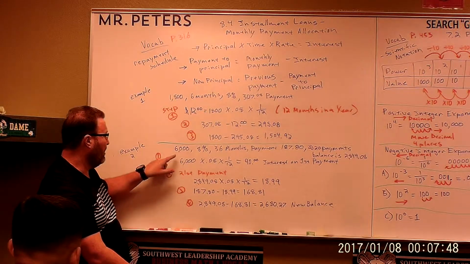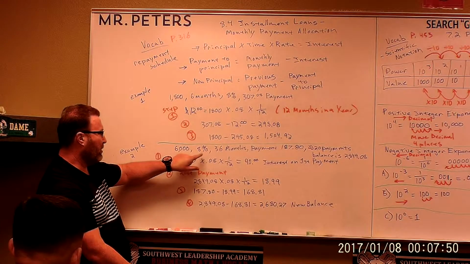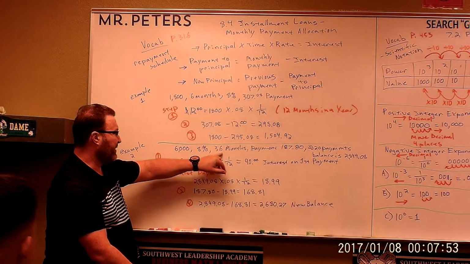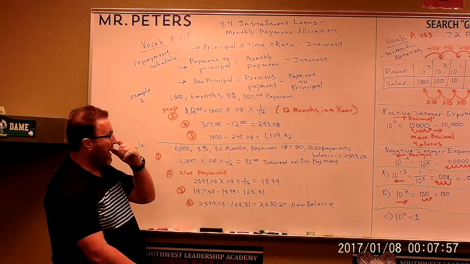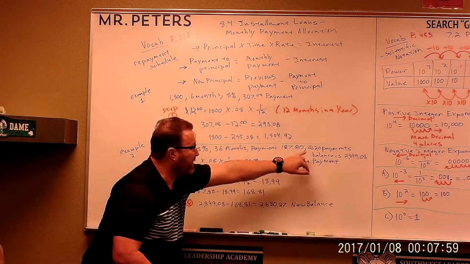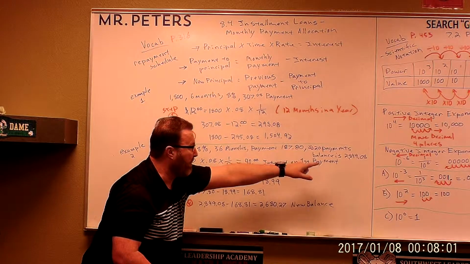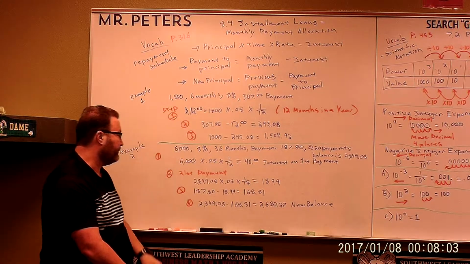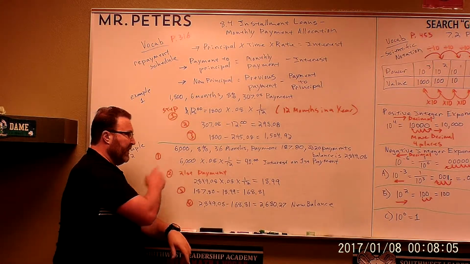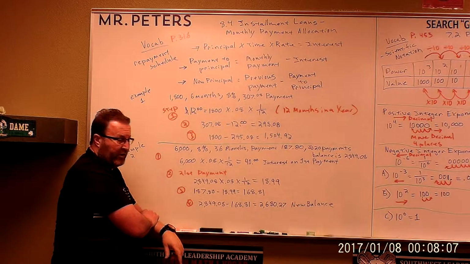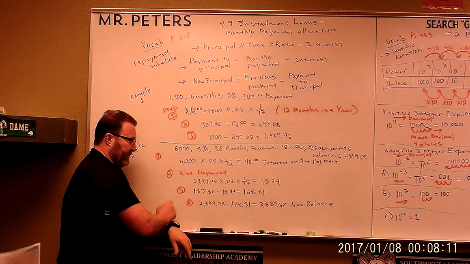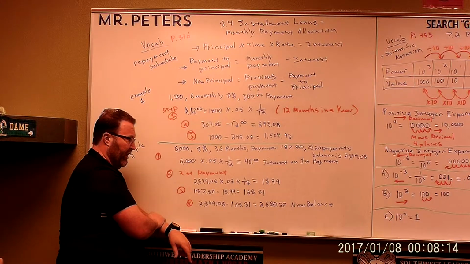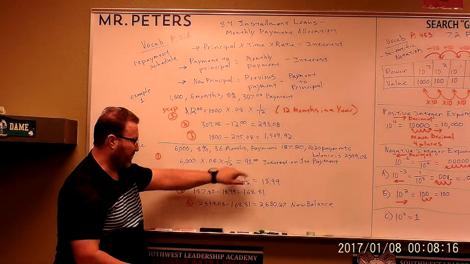Okay, the next example, we have a $6,000 loan, 8% interest, 64 months. The payment is $187.80, and it also tells us the balance at 20 payments is $2,849.08. The first question is how much is the first month's interest. They borrowed $6,000 at 8%, and we're figuring out the monthly interest. After multiplying this, we get $40.